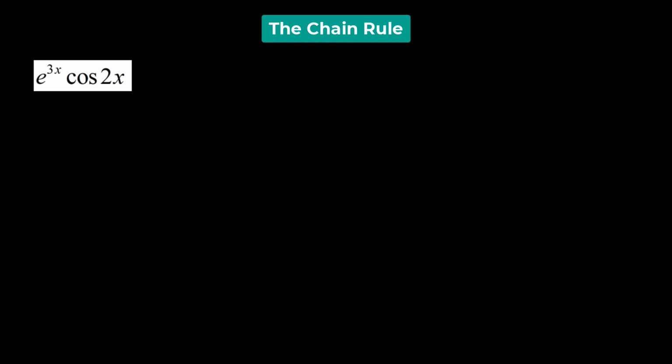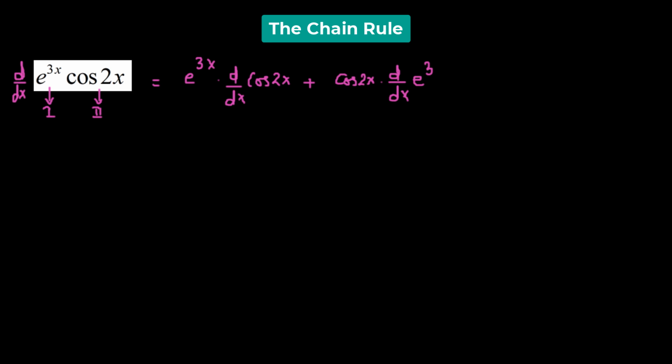So here we have the function e raised to the power 3x multiplied by cosine of 2x. We have to find its derivative with respect to x. Since there are two functions multiplied to each other, let us consider e raised to the power of 3x as the first function and cosine of 2x as the second function. We're going to first apply the product rule. So we have the first function multiplied by the derivative of the second function, plus the second function, which is cosine of 2x, multiplied by the derivative of the first function.